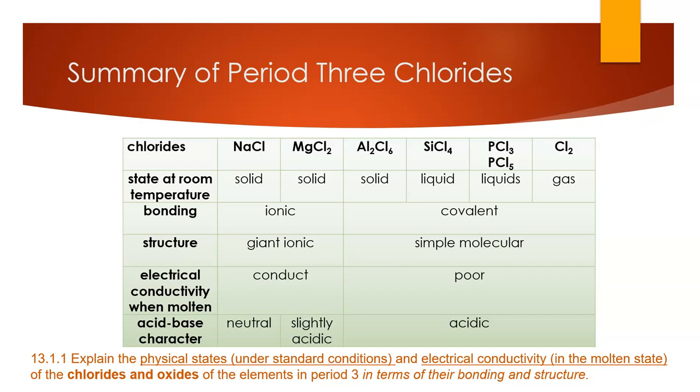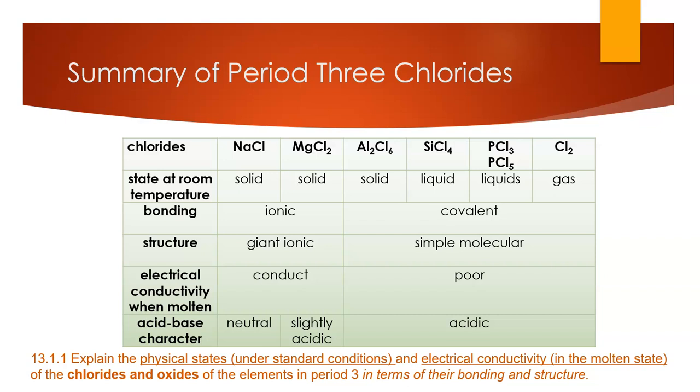Only the ionic compounds will conduct, and this is only when they are molten. The electrical conductivity is pretty much non-existent or poor for the others because they are uncharged neutral compounds. As with our oxides, these have acid and base characters.